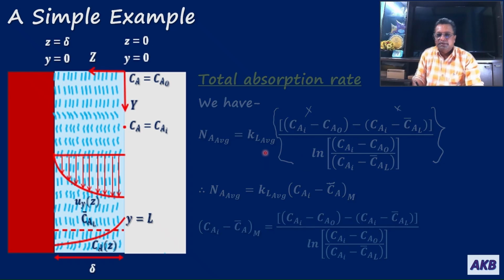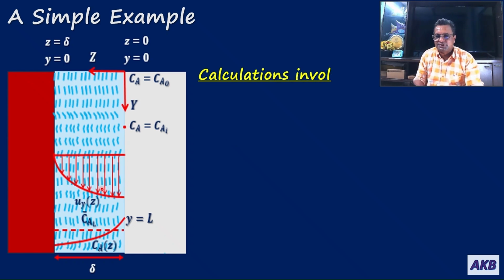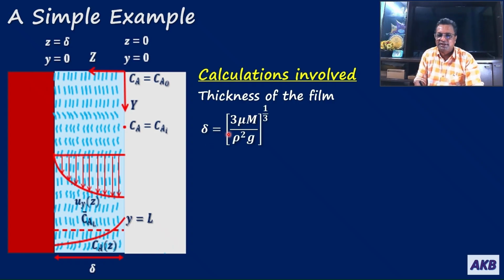Let us move ahead. Based on all the discussion that we have done so far and the equations that we have got, let me summarize what calculations are involved in finding mass transfer coefficients in laminar flow. First, you will have to find the thickness of the film. For that you can use this equation: delta is equal to (3 mu m by rho square g) raised to 1 by 3.